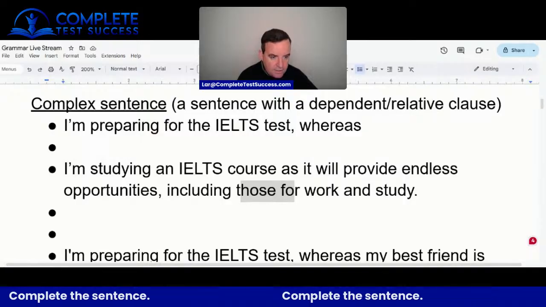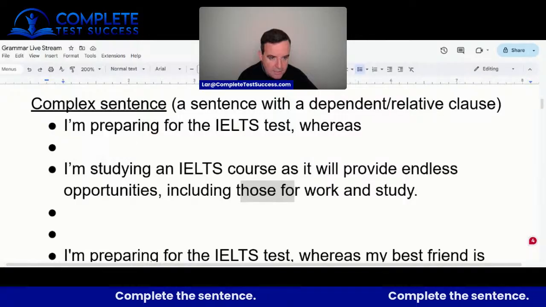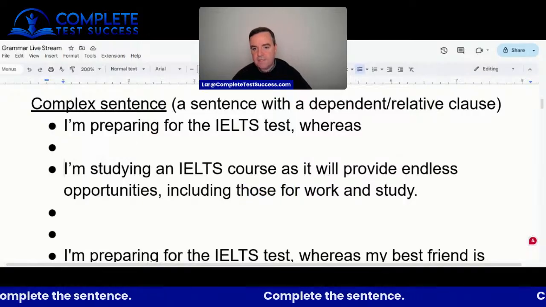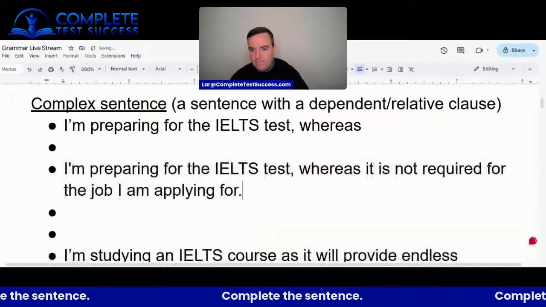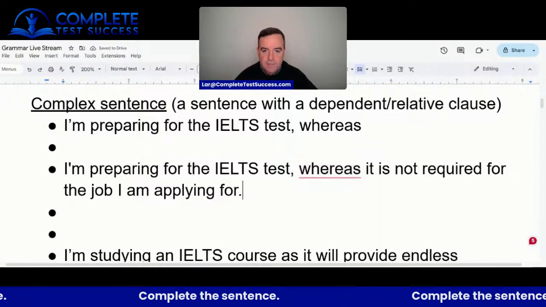Ellen: I have a lot of questions to ask regarding the band descriptors. Yeah, go ahead. We'll get through a few of them. Sahar: I'm preparing for the IELTS test, whereas it is not required for the job I am applying for. No, that would be a different relationship again. That would have to be even though. So I'm preparing for the IELTS test, even though it is not required for the job.